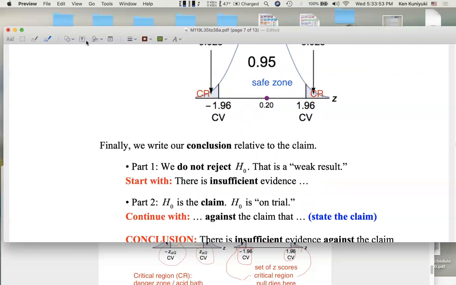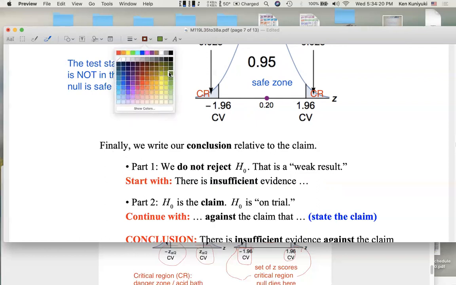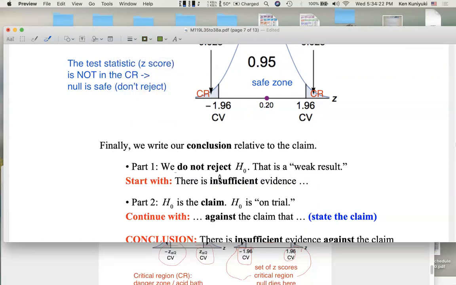That's a weak result. So I guess I should write this formally, right? The test statistic, which in this case was a z-score, is not in the critical region, which means the null is safe, not innocent, but the null is safe. Don't reject the null. We do not reject the null. Is that strong or weak? That's weak. There is insufficient evidence to say something.